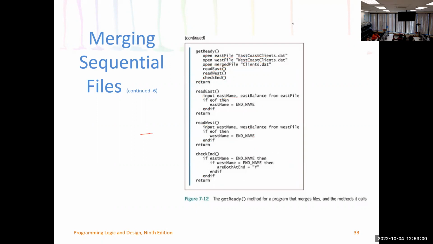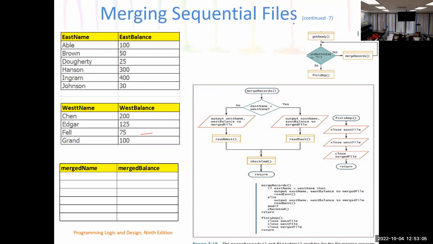Okay, so here's the process. That is everything about get ready. Here's the process. How do we sort it? The first time, you read the first record of this one, and you read the first record of this one, because in your get ready you read the first record, right? Now you compare: if the east is less than the west, what happened? That means you have to write it into the file, because you sort it in alphabetical order. Less than means you have to write first, right? So see what happened here.